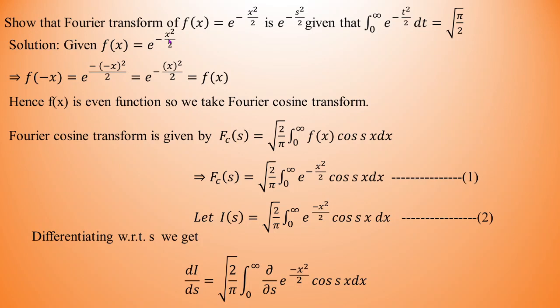So the previous problem can also be solved by Fourier cosine transform, as the function given is nothing but an even function. But I have shown you how to solve it directly, without checking whether the function is even or odd, for evaluation of the Fourier transform. So here the function is even, so we take the Fourier cosine transform. Let's quickly have the formula for Fourier cosine transform. So this is the formula.